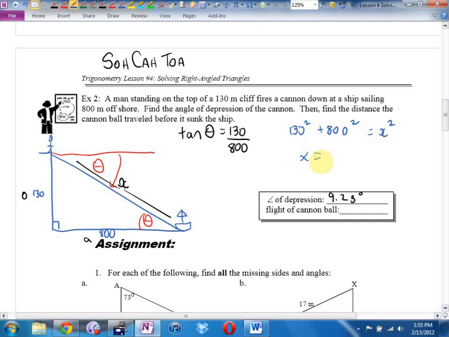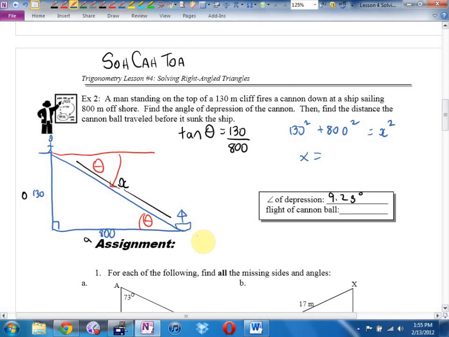Kayla, what did you get? 800. By the way, look up. There is a built-in error check. What's the longest side you know? 800. This side here, longer or shorter than 800? It's got to be longer. In other words, if you get an answer less than 800, you probably subtracted or put the x in the wrong place.